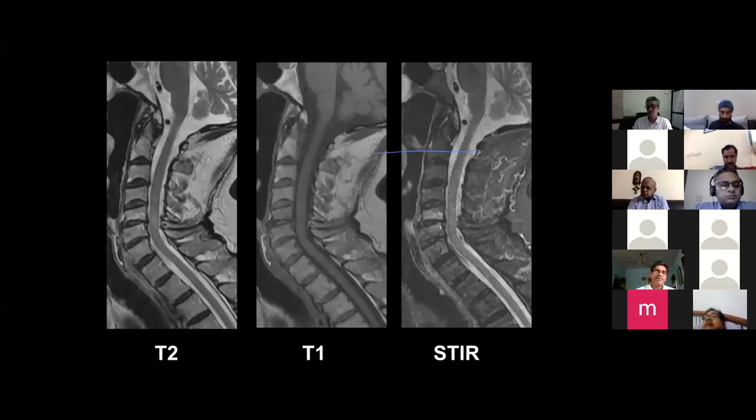Dr. Naveen, somebody from Nepal has asked how you make the distinction between a compressed nerve root as a traversing nerve root or an exiting nerve root. That question has not been answered. It is just a question asked by somebody.